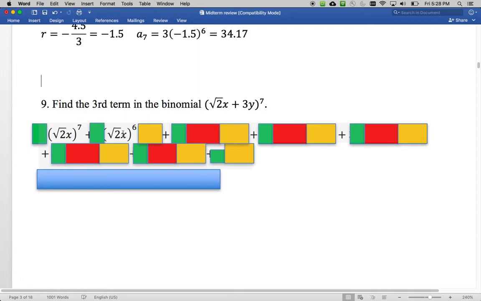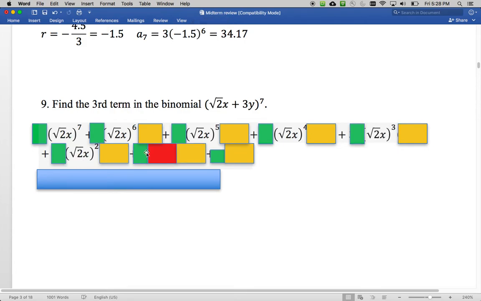The next term is going to be raised to the 6th power. And notice that the square root of 2 times x is in parentheses because both of these are going to be raised to the 7th power, the 6th power, the 5th power, the 4th power, the 3rd, the 2nd, and the 1st power. And then notice there is no square root of 2 times x here because it's raised to the 0 power, which just gives us 1.